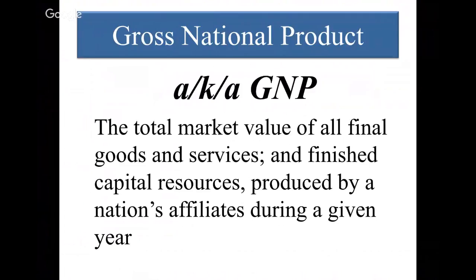That means foreign nationals and foreign businesses on U.S. soil don't count, but it also means U.S. business operations overseas and the activities of U.S. citizens overseas are counted. I mean, they're both measuring something similar. Total market value of final goods and services and finished capital resources that are produced, that are spent on. But the difference is who is doing the spending, who is doing the production.